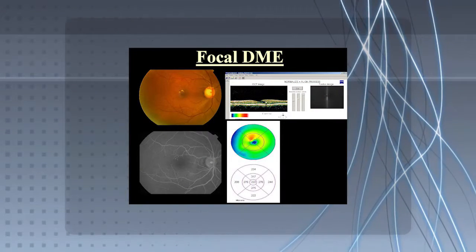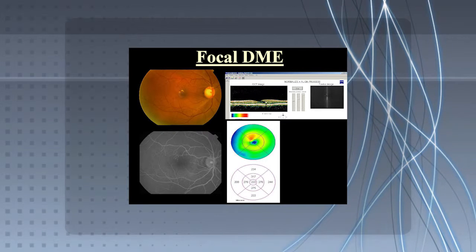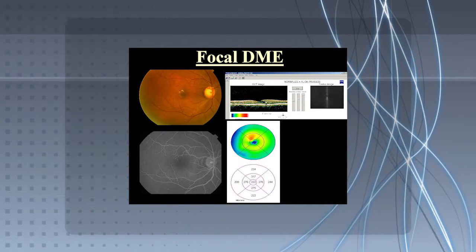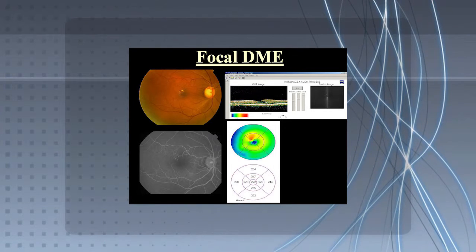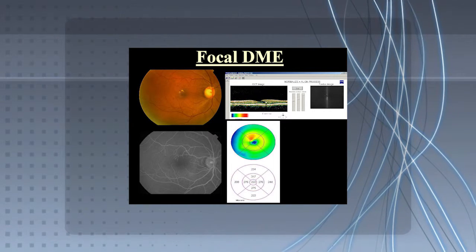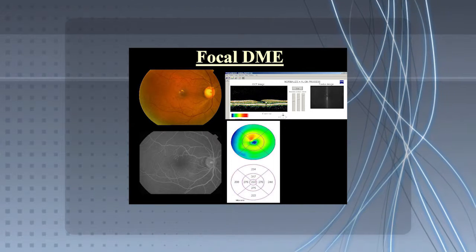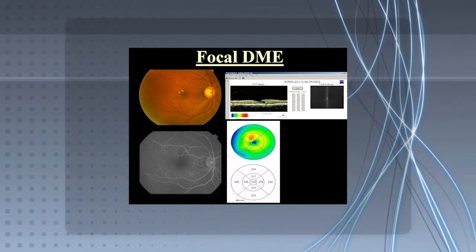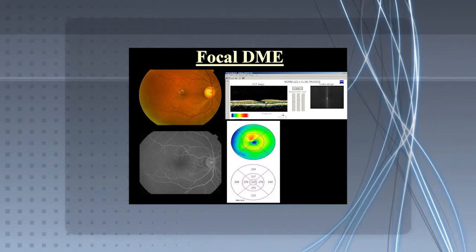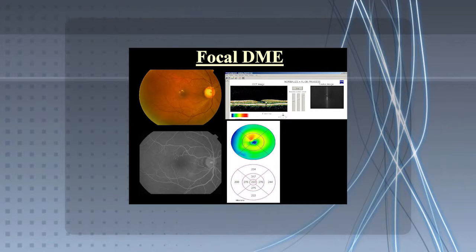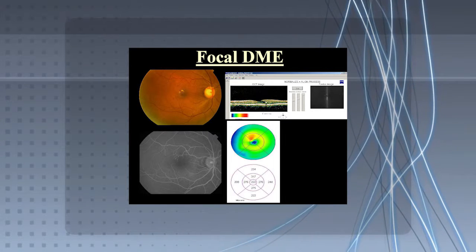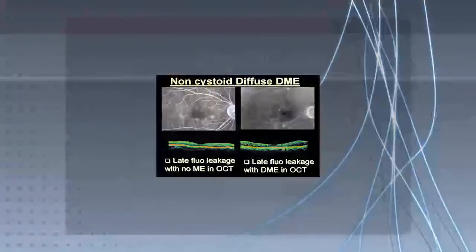Focal diabetic macular edema, as is clear here, this is a diabetic patient having a few dots of hemorrhages and hard exudates very close to the fovea, very clear in the OCT, and a very clear focal diabetic macular edema. With the fluorescein angiography, you can see these few microaneurysms, and they are leaking.